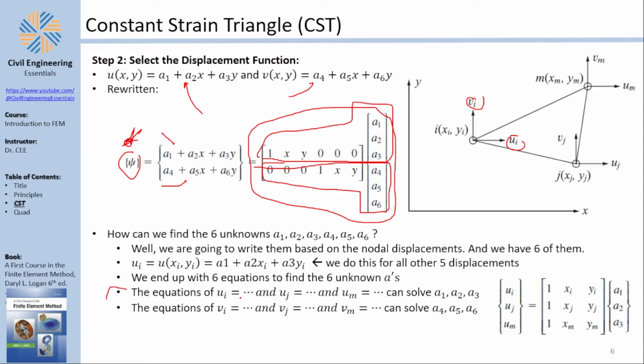The equations for ui, uj, and um can solve for A1, A2, A3. The equations for vi, vj, and vm can solve for A4, A5, and A6. So if we substitute the u's of each individual node with the coordinates in the equation, we get this system of equations, which we can solve to find A1, A2, A3.